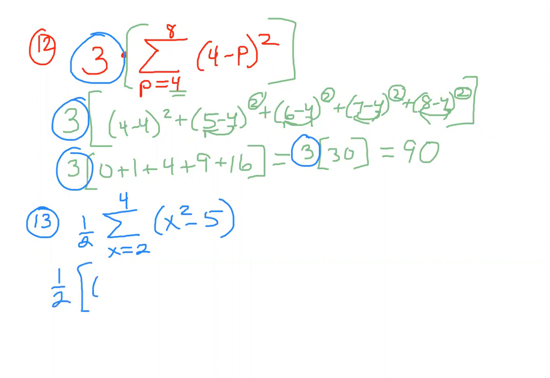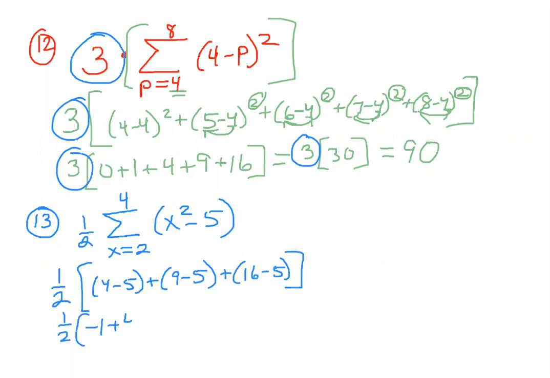2 squared is 4 minus 5, and 3 squared is 9 minus 5, and 4 squared is 16 minus 5. So that gives us -1 plus 4 plus 11, which is 1/2 times 14, which is 7. And that's our answer. All right, so that is how you do summation.